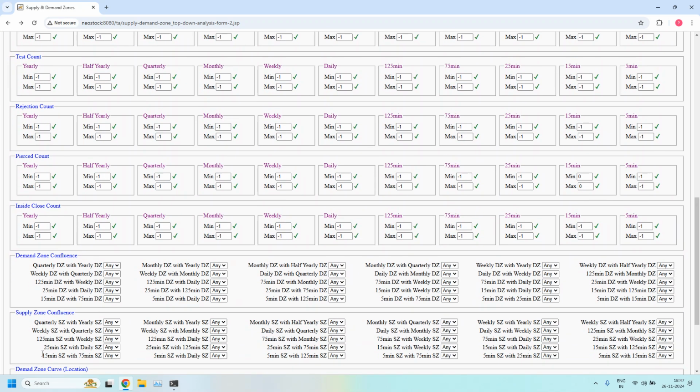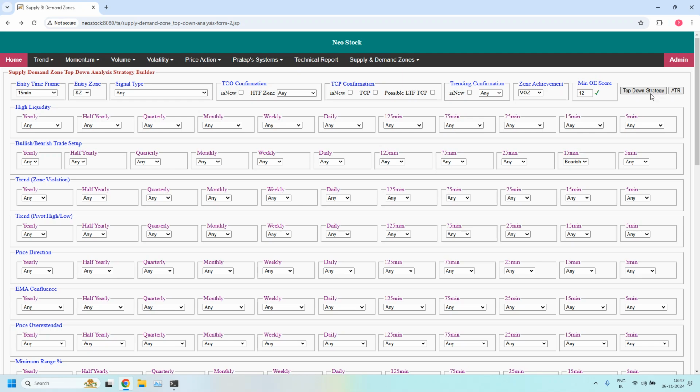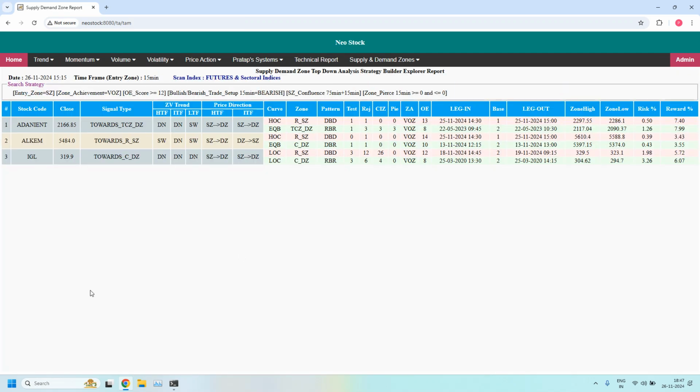15-minute supply zone with 75-minute supply zone confluence filter is enabled. With this filter, we got 3 stocks out of 4. That means in all these 3 stocks, these 15-minute supply zones are part of the 75-minute supply zone, and the 75 minutes trend is down, that is the ITF trend. If any of these 75-minute supply zones are having daily EMA confluence, they are even more high probability setups.